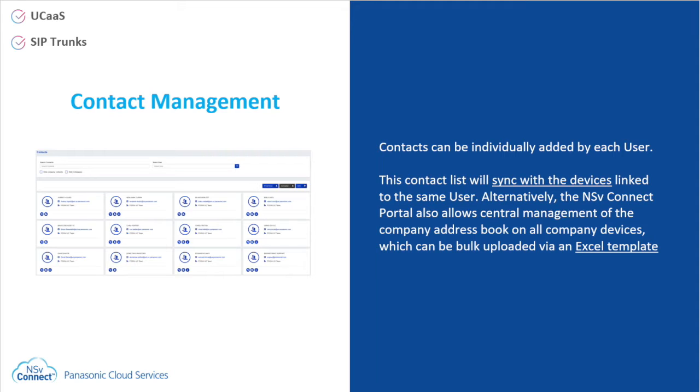Add all contacts you wish to have available in your phone book to the contacts template, then upload this in the contacts section of the NSv Connect portal. Once the list has been uploaded, you can view all contacts and use the click to dial functionality. You can also search for those contacts within the phone book on your handset.